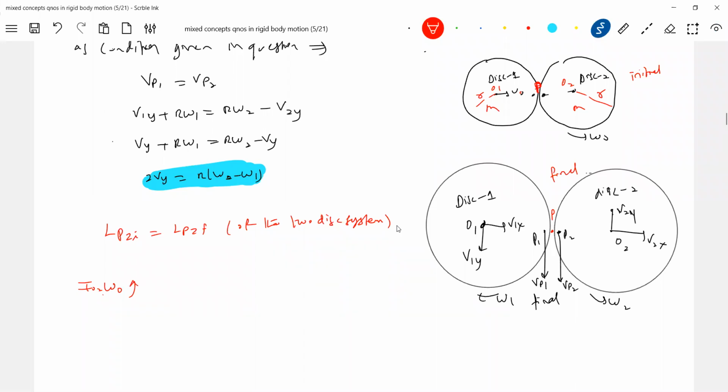Like this. This is the initial angular momentum, this much only. Sir, why is there no angular momentum due to u naught? That u naught will intersect the axis of rotation. This is for disk 2 and this one will be 0.